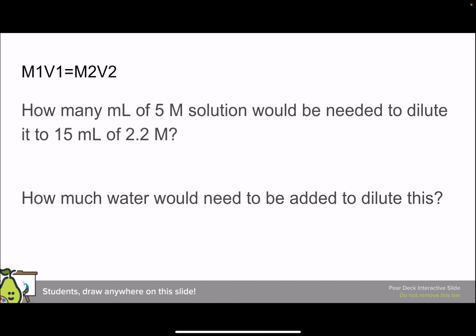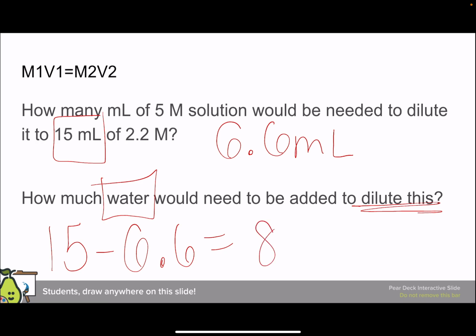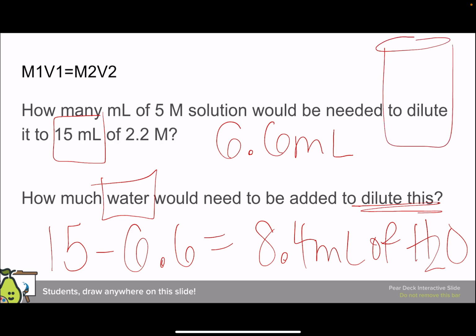Now our final question says that if we had that 6.6 milliliters in the last problem, how much water would you need to dilute this? So your final is 15. We need to subtract. So 15 minus 6.6 would give us what? 8.4 milliliters of water. So remember, we're going to make our beaker here. We're trying to get to 15 milliliters. 6.6 of it is of the concentrated 5 molar, then that 8.4 in the middle would make up that water there.